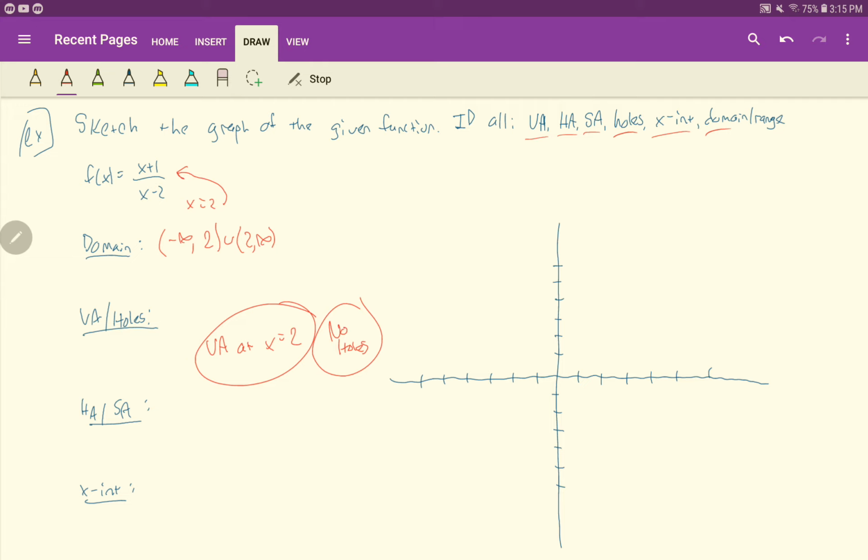Okay, so that's important to identify too. So we can go ahead and draw that vertical asymptote in over here at x equals 2. So there's my vertical asymptote at x equals 2. Again, just represent it with a dotted line. You can label it if you want to, not necessary in this case, but we're going to do it.